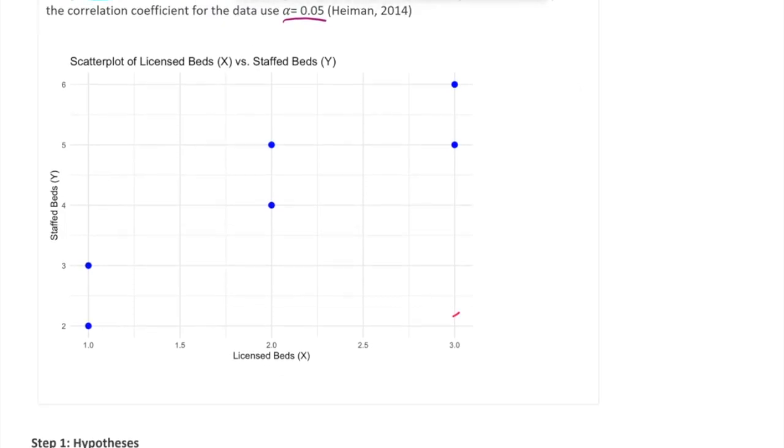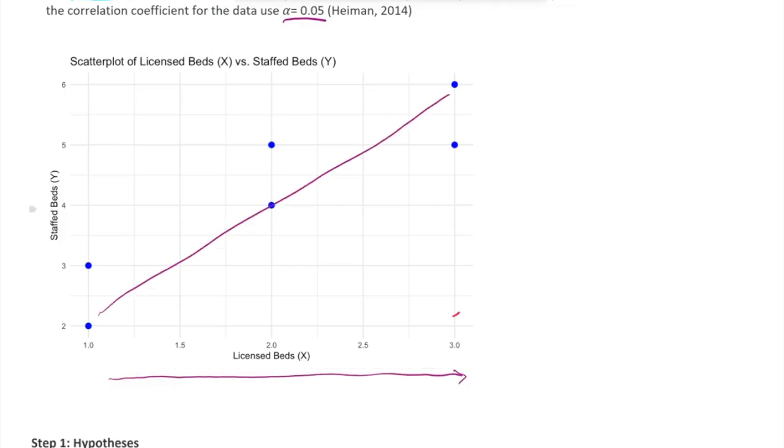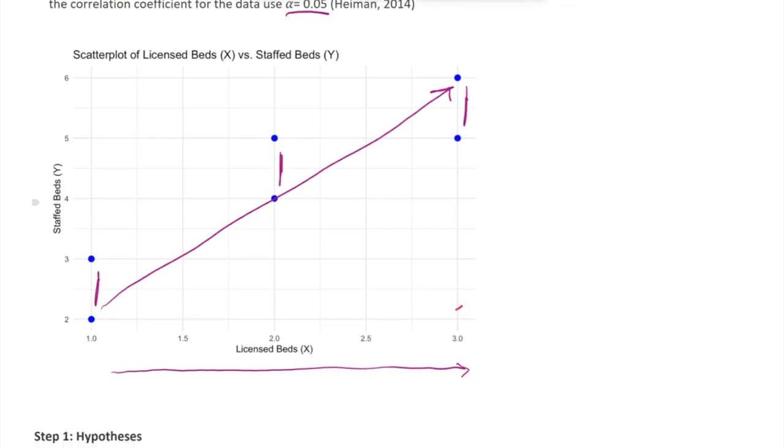We can see when we go from left to right that the dots are actually going upwards. So it's definitely a positive relationship. They're not too close together. They actually seem to be quite the same distance all over the plot. So I would not expect a strong correlation, but we'll see.